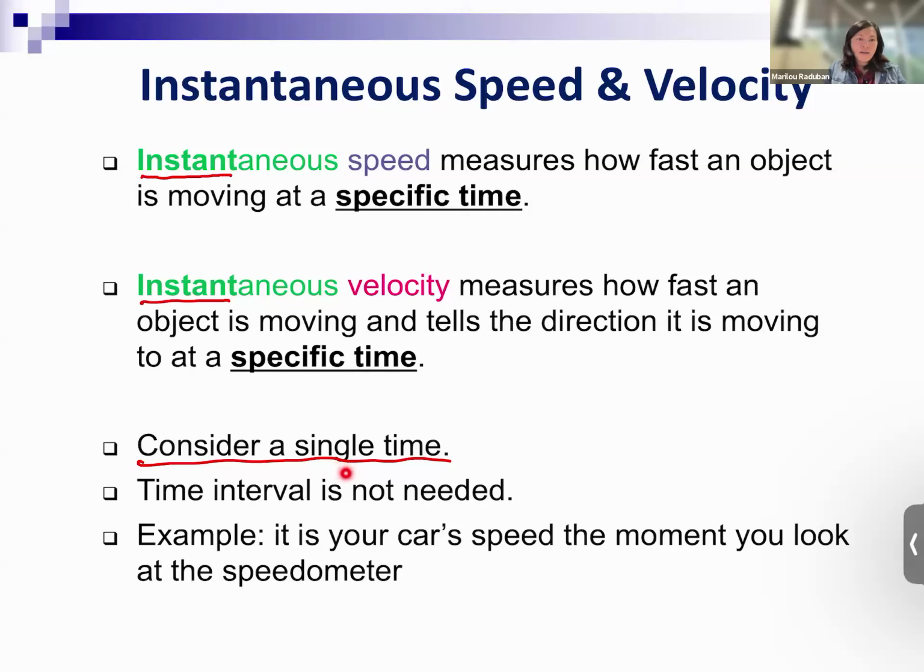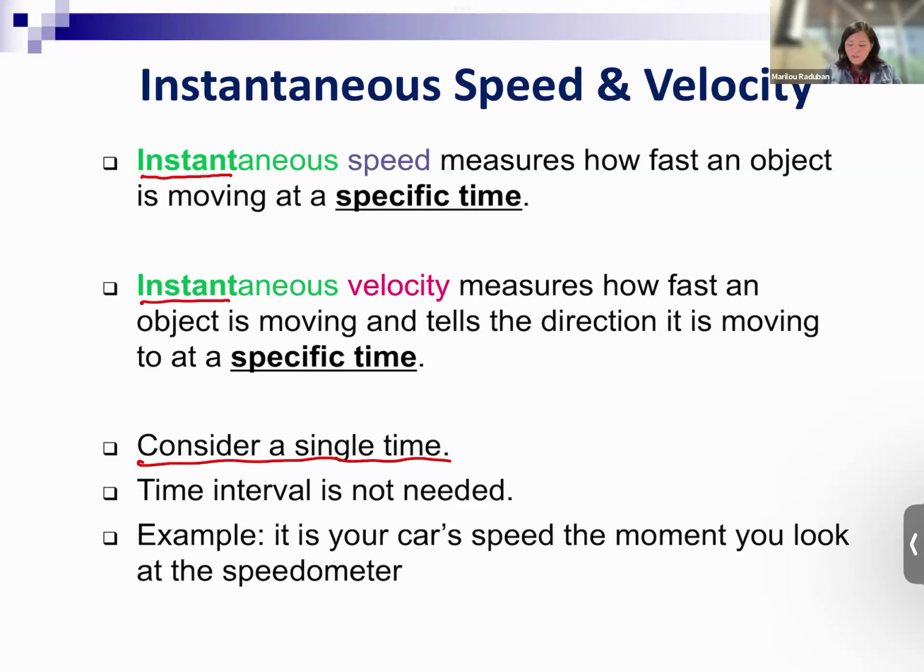If it's instantaneous velocity, it's how fast and in which direction the object is moving at a single time. A very good example of instantaneous speed is when you're driving your car and the moment you look at your speedometer, the number that you see gives you your instantaneous speed at that particular time. Of course, for instantaneous velocity, it will be the instantaneous speed, the number that you see in your speedometer, as well as the direction where you're moving at that particular instant of time.